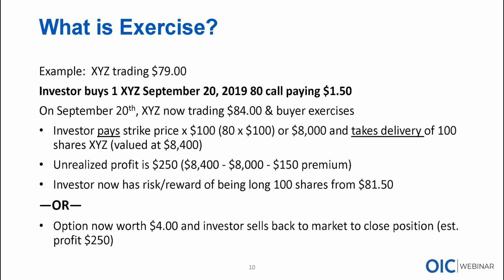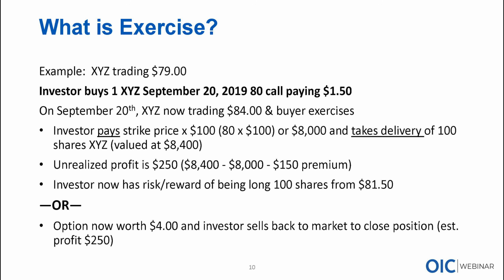So now that they own those shares, their risk is now in long stock. So if the stock overnight happens to drop down to $20, well, they're not going to make that $250. So that profit is unrealized until they unload those shares, if they decide to do so. So now our investor has a risk-reward relationship of being long 100 shares of stock for $81.50.